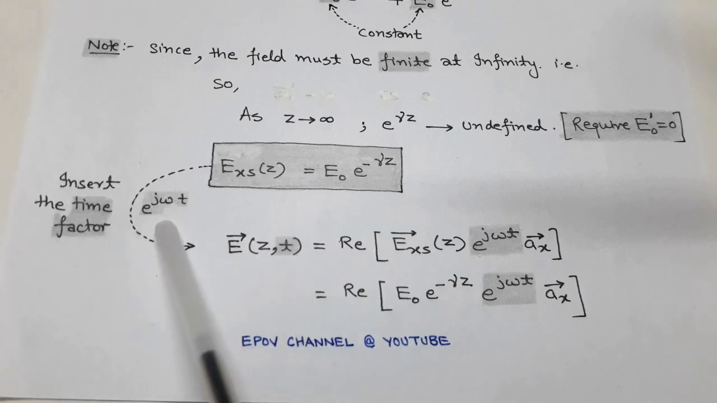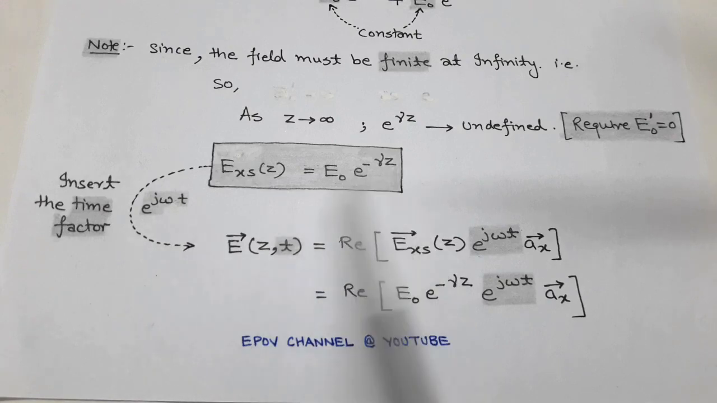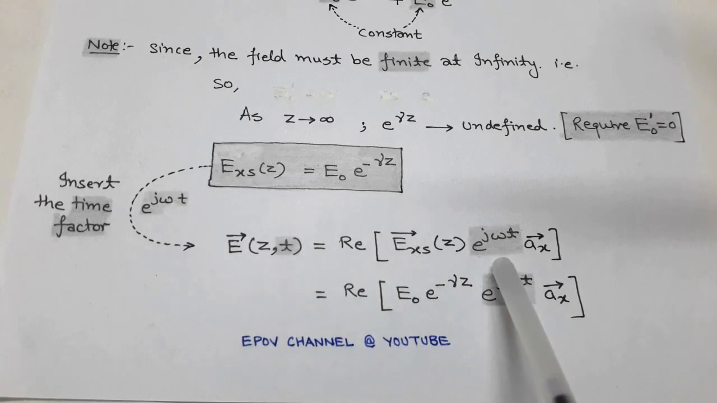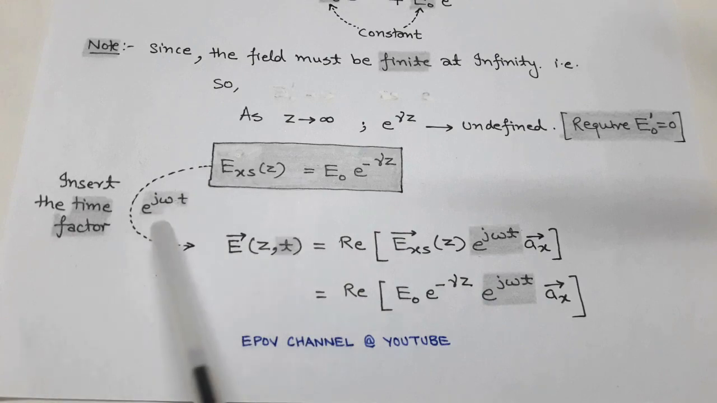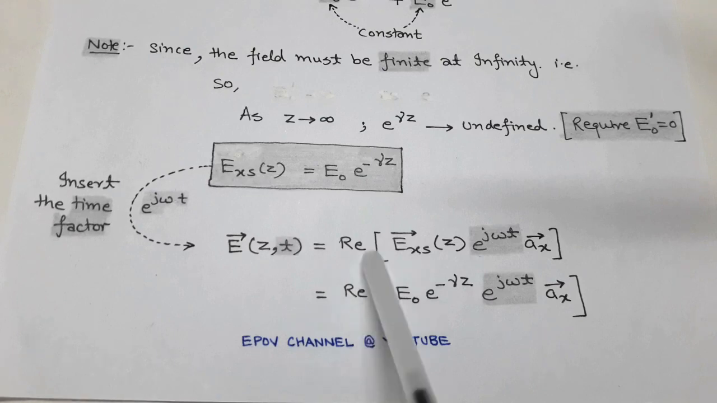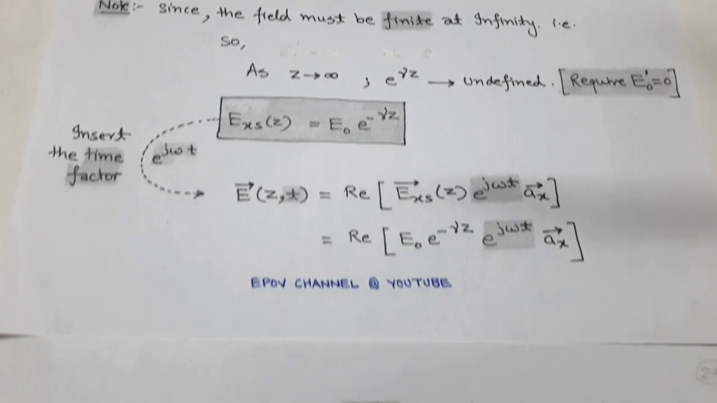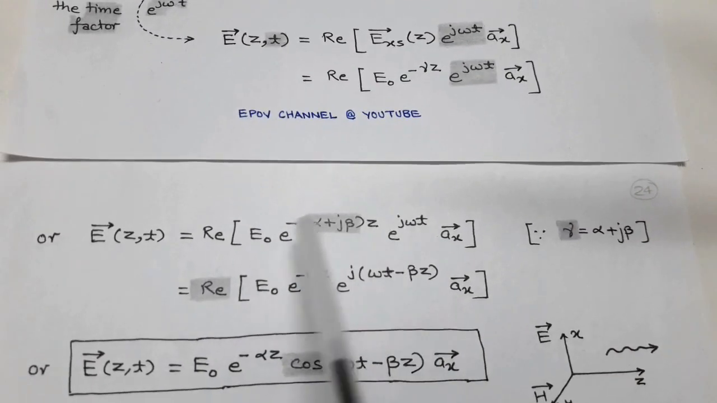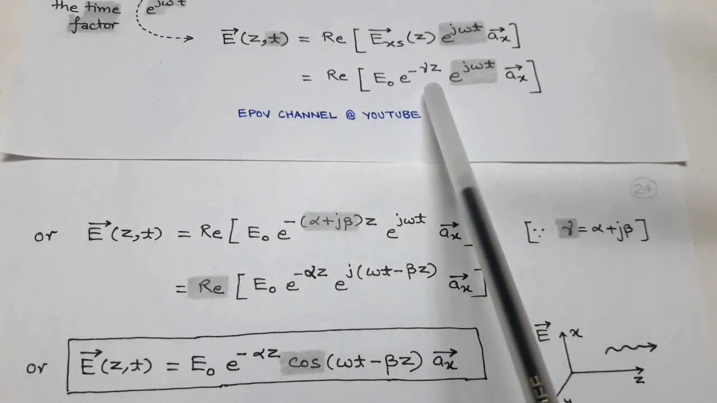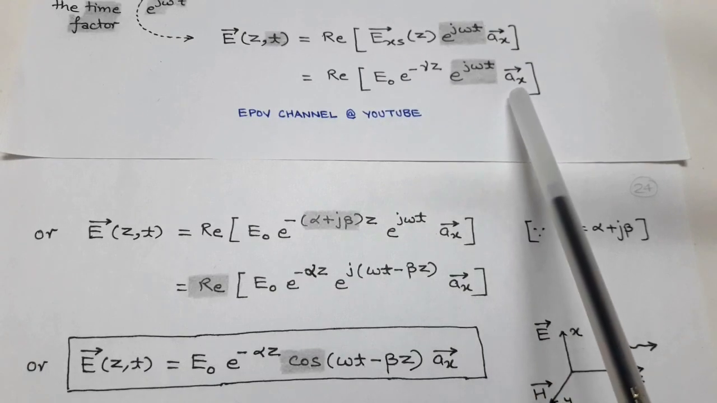For this we multiply the equation by a term called e to power j omega t. After multiplying by e to power j omega t, we take the real part. After taking the real part, we get the instantaneous value of the electric field, which is a function of displacement z and time t. So the equation becomes the real part of, within bracket, E suffix xs vector function of z into e to power j omega t, unit vector x.